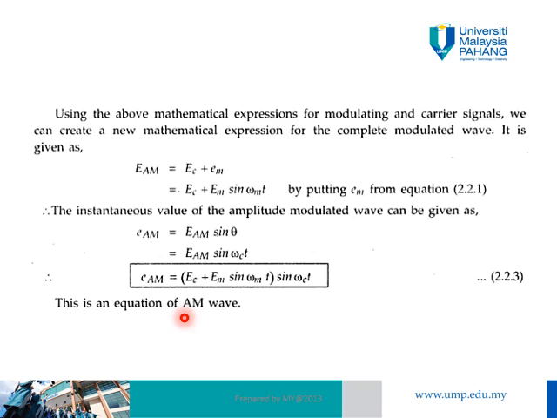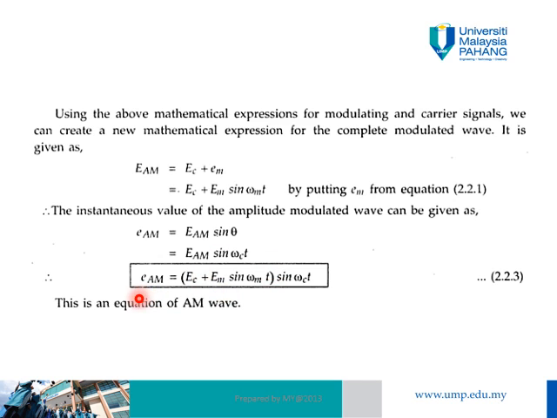We can see from this equation that the amplitude of the envelope of the amplitude modulated signal has the value of the modulating signal, EM. The envelope has the frequency of the carrier signal, omega c, but the amplitude of the envelope keeps changing due to the change of the modulating signal.